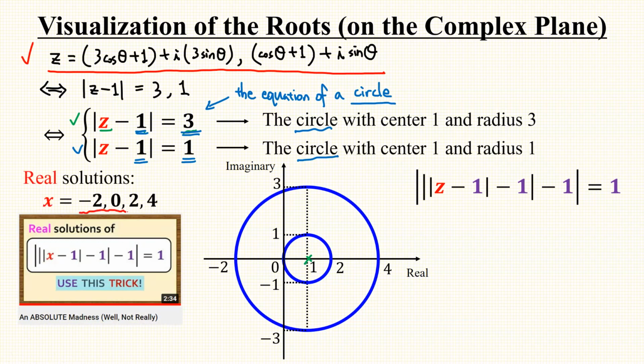Finally, in my real solutions video, I have obtained the real solutions to the equations, which is minus 2, 0, 2, and 4. And if we plot these real solutions on the complex plane, they are at these locations. So here again, we can see that the real solutions are part of the complex solutions, but only on the real axis. And that concludes this complex equation video.